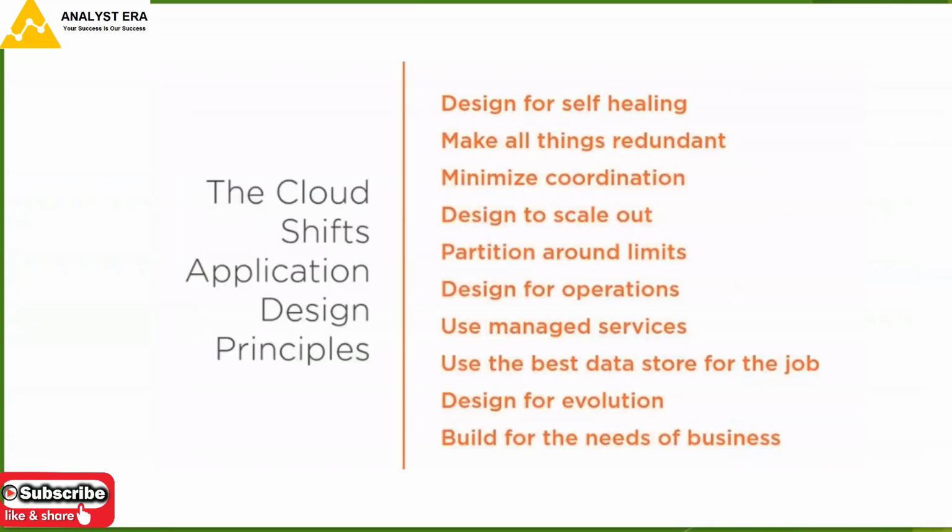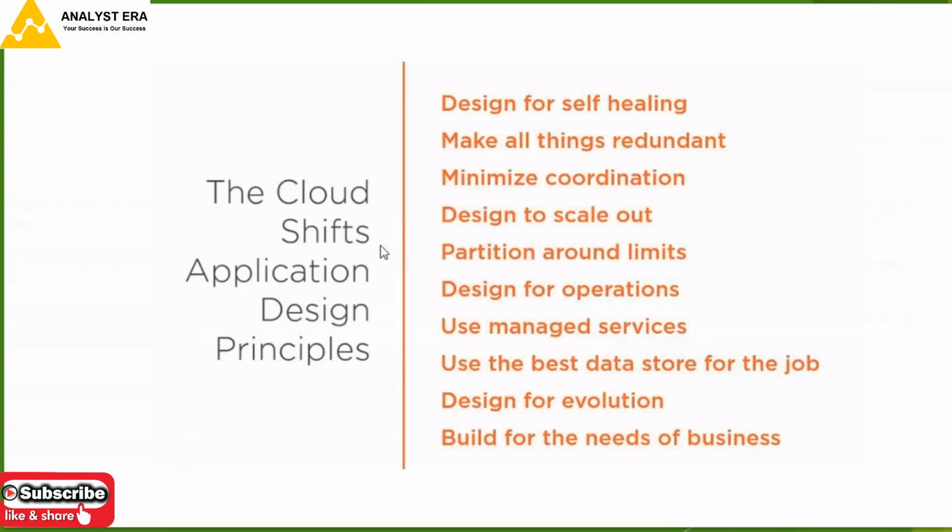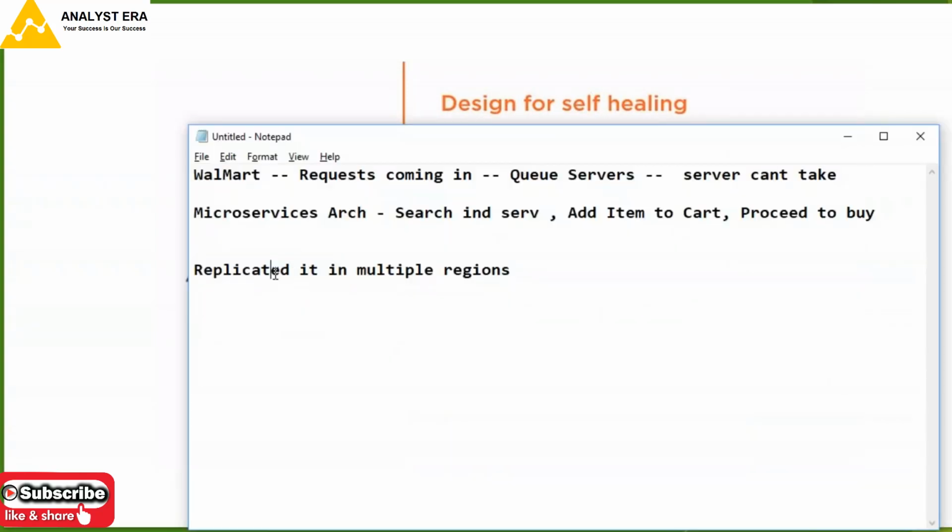So that is what is self-healing. It makes most of the things redundant. Again, replication, redundancy, all of that come in the same pattern. So you replicate and you make most of the things redundant. You minimize coordination. So essentially, these replicated instances are not coordinating with each other directly. They are having an intermediate like a load balancer, or in Azure terms, you call it traffic manager.